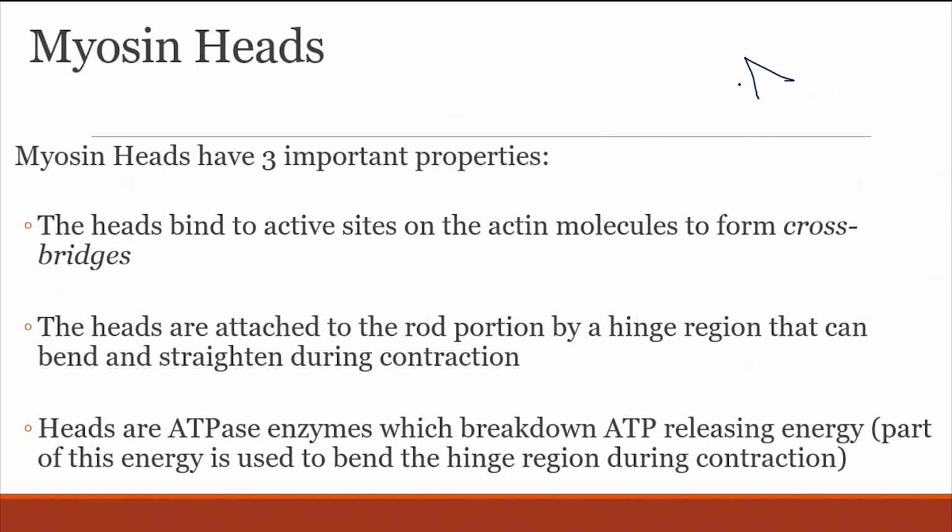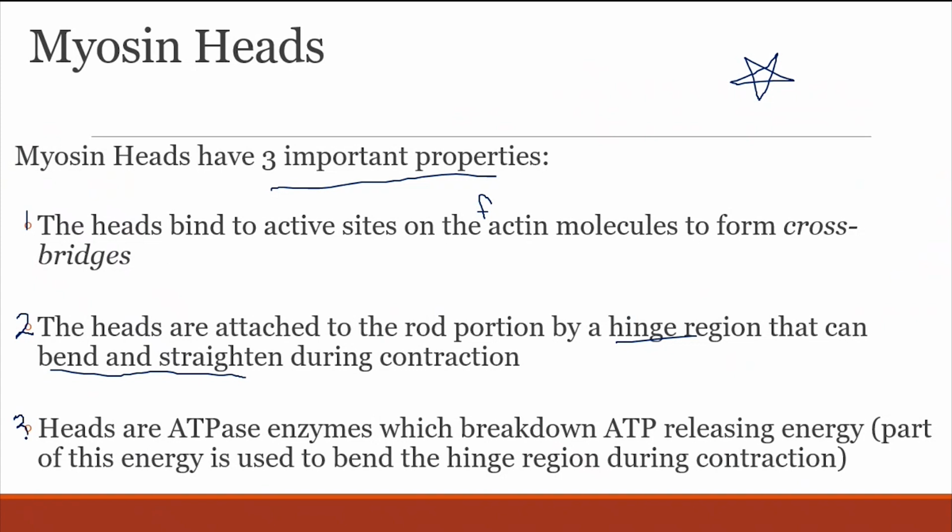This right here is, I would say, the big thing you need to know about your myosin heads. I don't know what slide number that is, but we've already talked about it. If we're putting it all on one slide, here are the 3 important properties of your myosin heads. First, the myosin heads bind to the active site on the F-actin molecule to form those cross bridges. Second, the myosin heads are attached to the rod portion by a hinge that is allowed to flex and extend, bend and straighten during a muscle contraction.